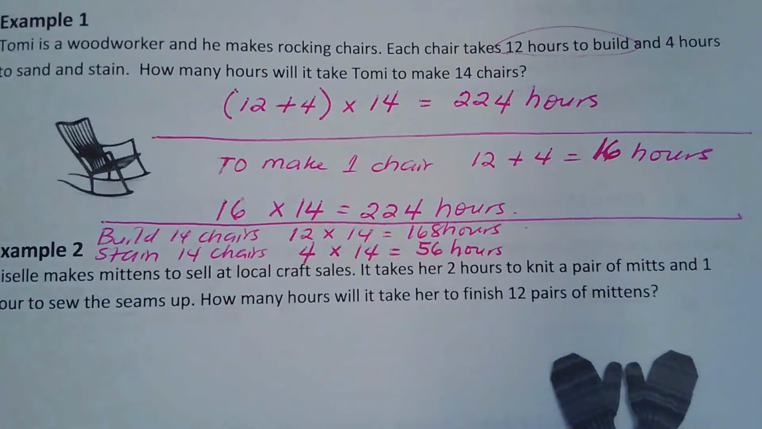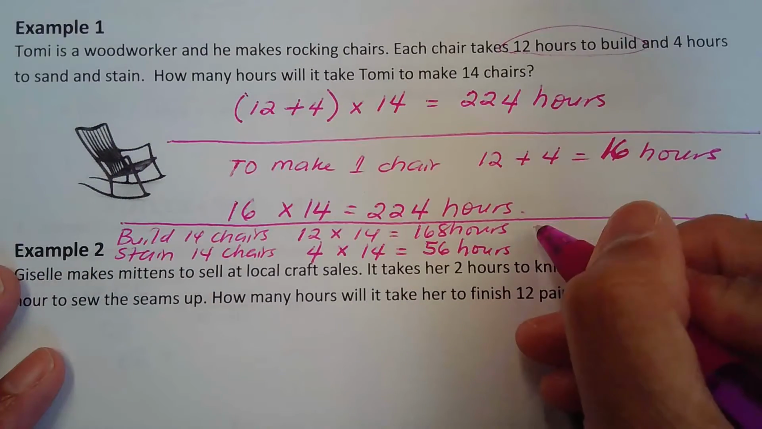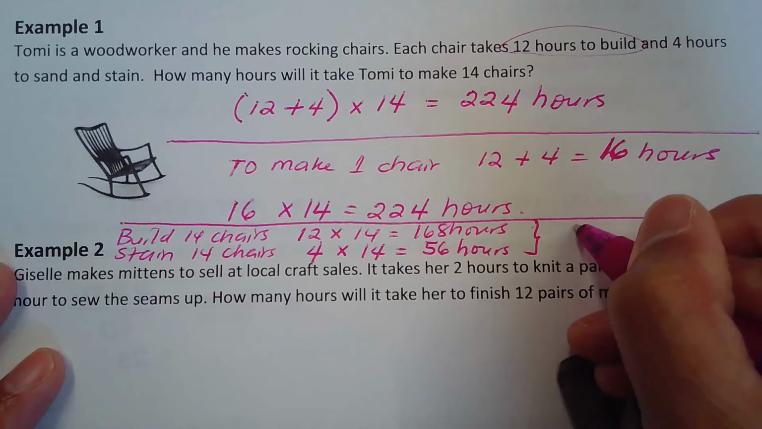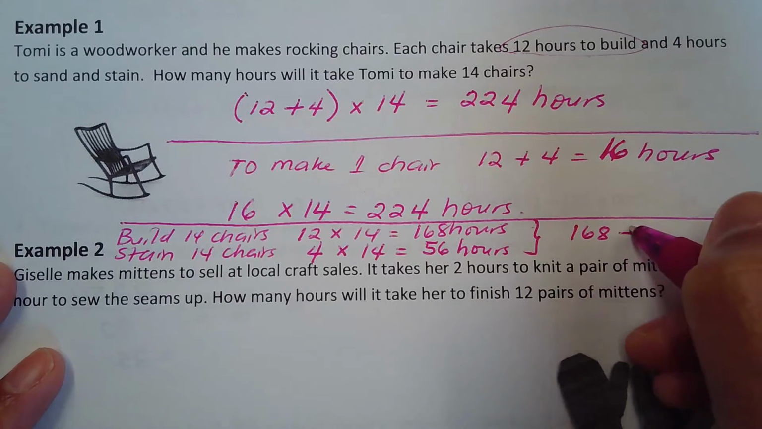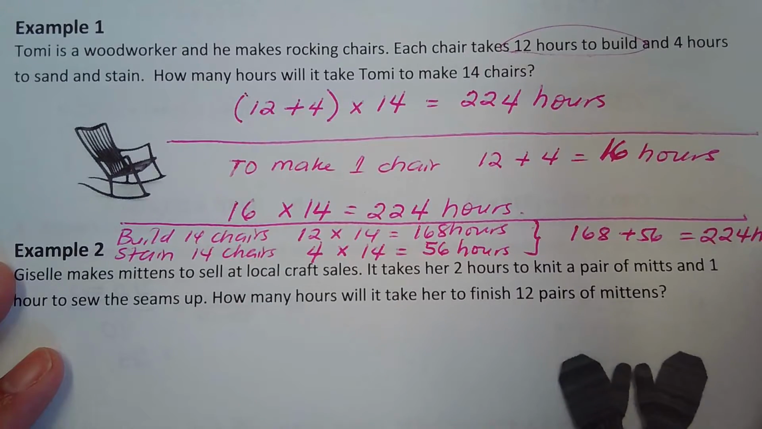Okay, what do we do next? Add. Now we can add them together. So add them together. 168 plus 56 gives us 224 hours.